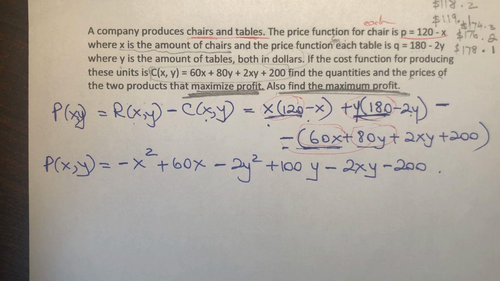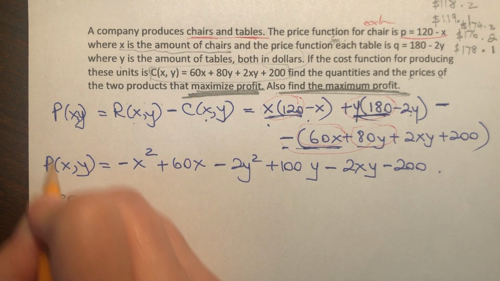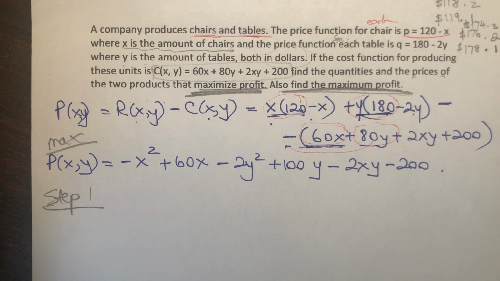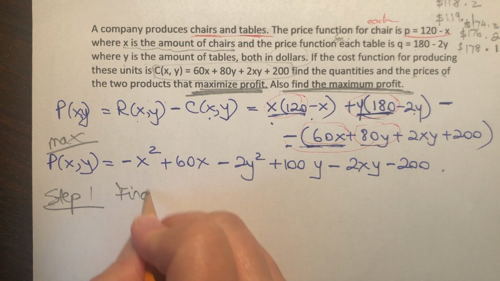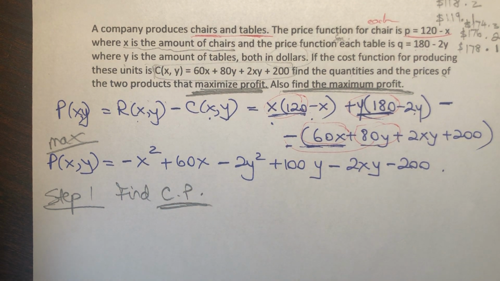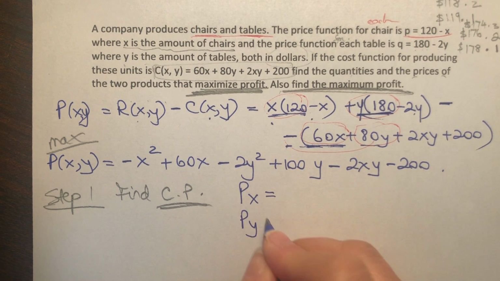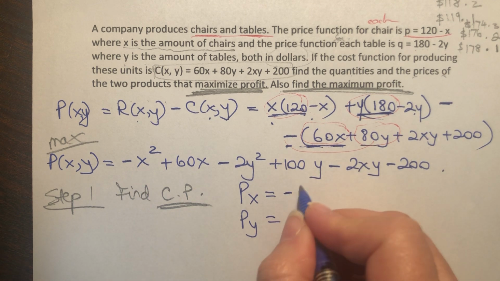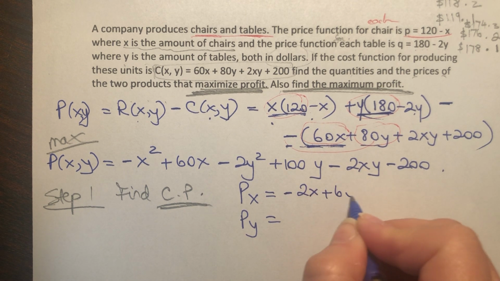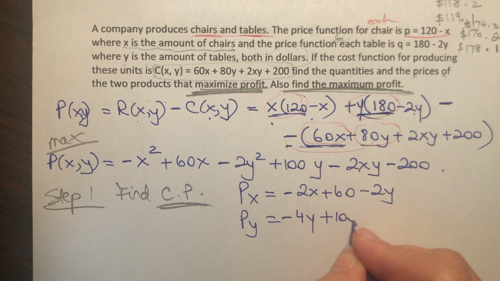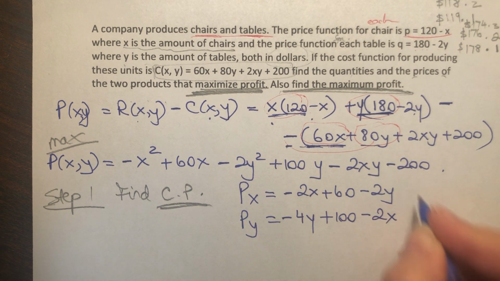To minimize it or maximize it, what's the first step? So we want to maximize this function. Step one is to find those critical numbers, possible critical points. Yes? Okay, so how do I find the critical points? Find the derivatives, set them equal to 0. Okay, so the derivative with respect to x is negative 2x plus 60 minus 2y. The derivative with respect to y is negative 4y plus 100 minus 2x.